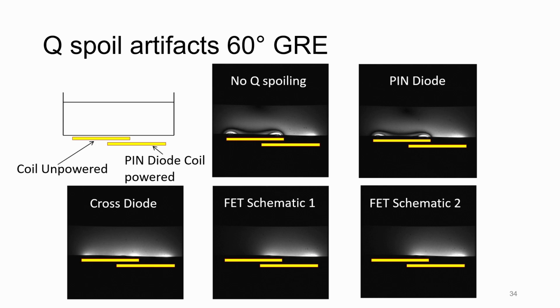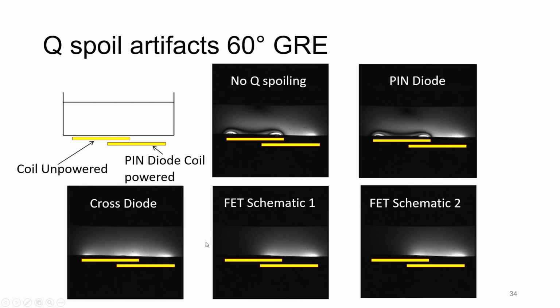Okay, so here are the results of our experiment, and we can see that in this first picture, if the coil unpowered has no Q-spoiling circuit on it, we can actually see these Q-spoiling banding artifacts in our image. This is what a Q-spoiling artifact looks like. Now, if we overlapped our connected coil with a conventional pin diode Q-spoiling coil, because the coil is unpowered, the pin diode is deactivated, and therefore there is no Q-spoiling on this coil either. And so we see the same banding artifact.